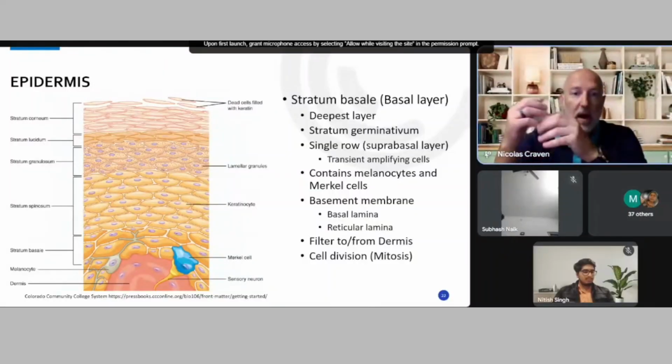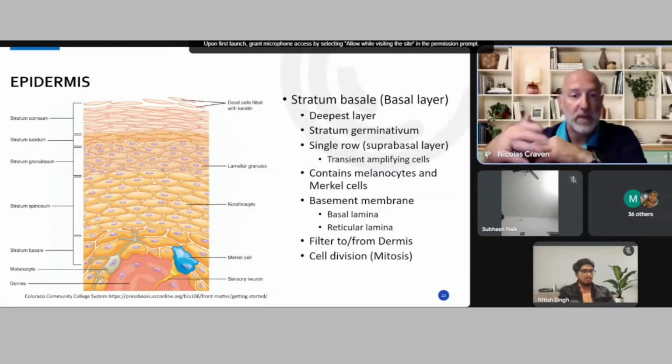And also at this layer, you'll find melanocytes and Merkel cells. Merkel cells are the nervous cells of the epidermis that provide tactile abilities, or touch abilities. This layer also is part of the basement membrane. So there's the basal lamina and the reticular lamina. We'll talk a little bit more about that in a minute. And it also provides the filter or the connection with the dermis.